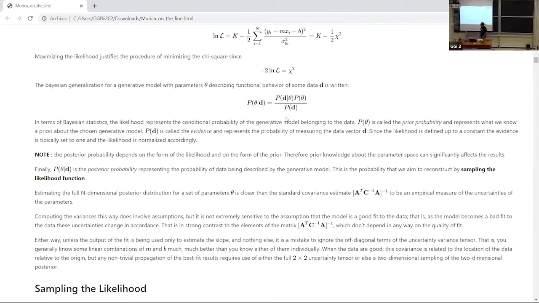There is also another thing to consider. The likelihood is a sort of rewriting of the chi-square, so this function, the posterior, is weighted by the chi-square. As we will see in a moment, the posterior distribution for the parameter theta is closer than the estimation that we did before with the least square of the covariance matrix, which is defined by this combination, by diagonalizing the covariance matrix in terms of the matrix A. So we expect that the sampling of the likelihood will give us a better representation of the uncertainty of the point with respect to the least square.